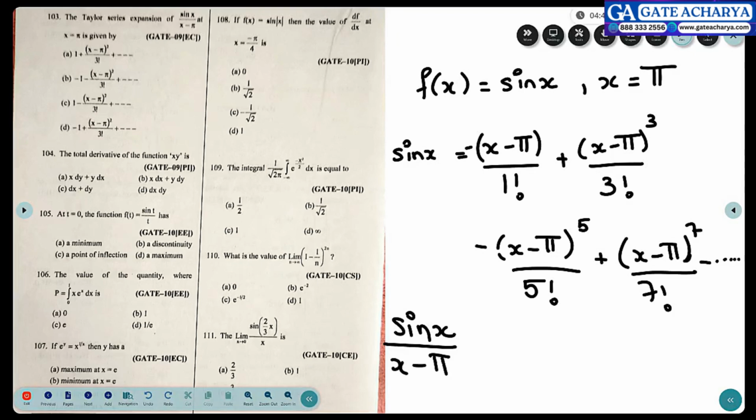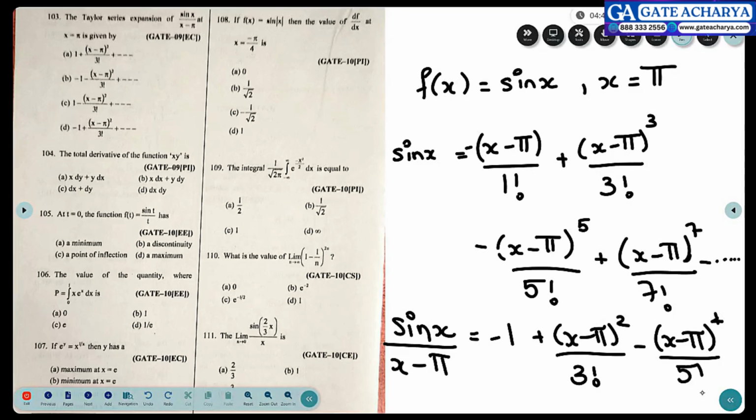Now divide by x minus pi on both the sides. So what will happen here? Minus 1 plus (x minus pi) the whole square divided by 3 factorial minus (x minus pi) the whole raised to 4 divided by 5 factorial. Like this, every time one power will reduce. Dividing by x minus pi on both the sides, on the right hand side, each and every term, one power will reduce.